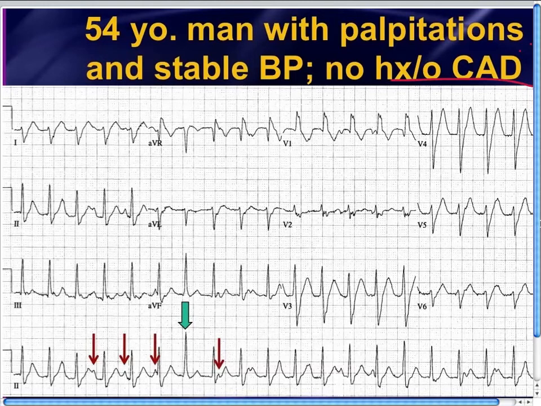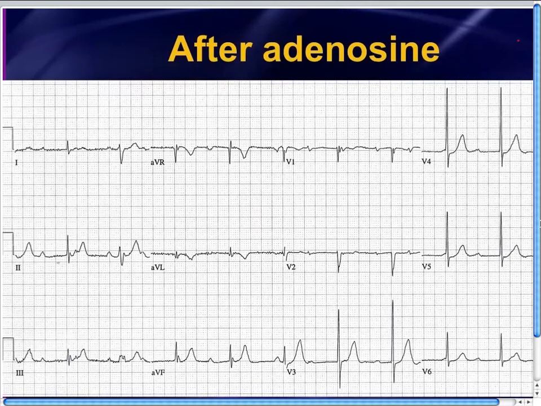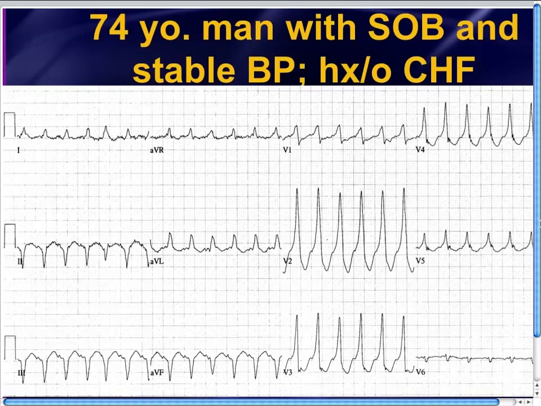If you go and do a quick literature search, you will find articles detailing this adenosine-sensitive VTAC everywhere, but primarily in the electrophysiology literature, not in the general medicine or internal medicine or EM literature. Here's another case. 74-year-old guy with shortness of breath, stable blood pressure, history of CHF. Look, he's got CHF. He's 74. He's got shortness of breath. Who cares that he's got stable blood pressure?